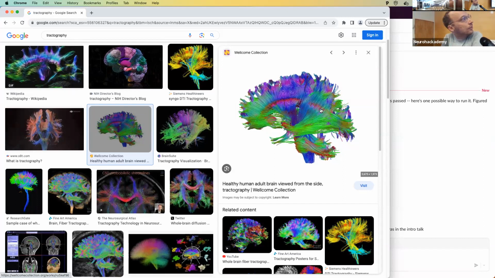And there are a lot of caveats with these because, as you can imagine, these voxels are often like 2 by 2 by 2 millimeters in volume, which means that inside a given voxel, there could be axons going in multiple different directions.